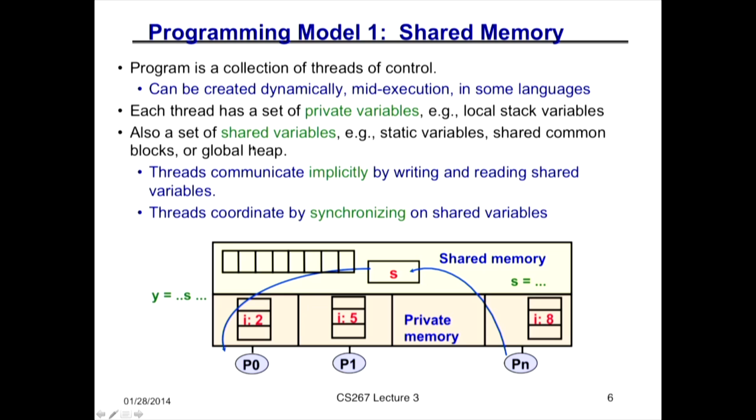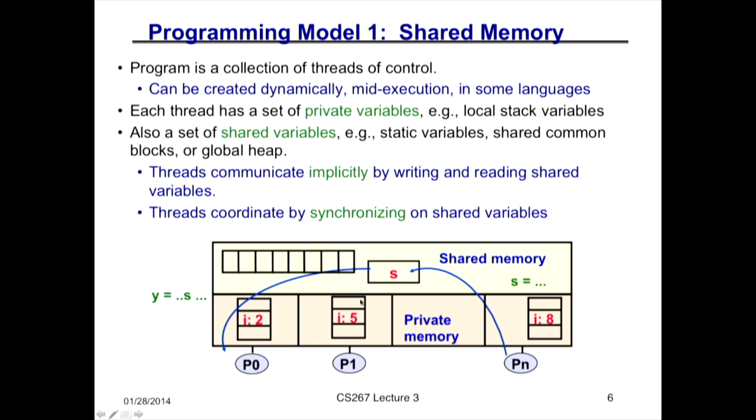There's also going to be a set of shared variables, so we can coordinate among these threads. Those could be, for example, static variables declared in the main routine. In Fortran, it would be a shared common block, or you could have a global heap. The simplest C program would declare some variables, and then it would call the threads, and the threads would be able to see those global variables. So how are the threads going to communicate? They're going to do it implicitly by reading or writing those shared variables. That's how they're going to send data back and forth to one another. And they're going to coordinate by synchronizing on those shared variables. Some of these variables are flags to say who gets to go first.